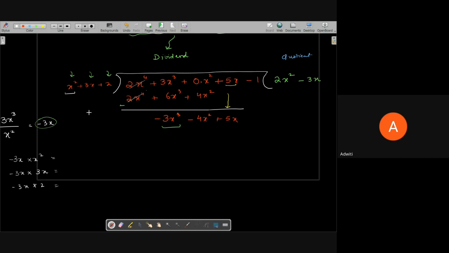Do I say the answers? Negative 3x cubed, negative 9x squared, negative 6x. Yes.